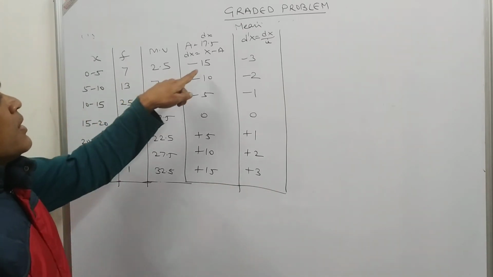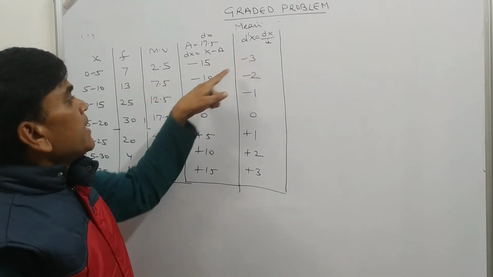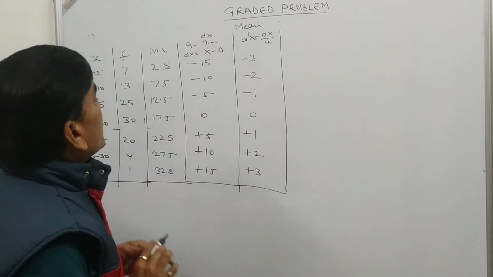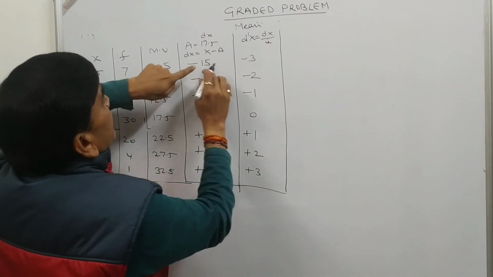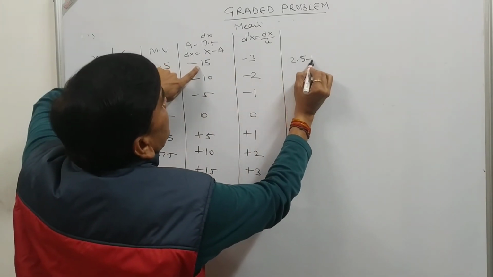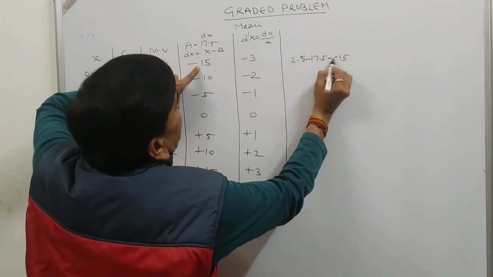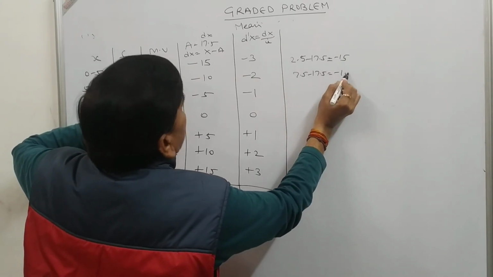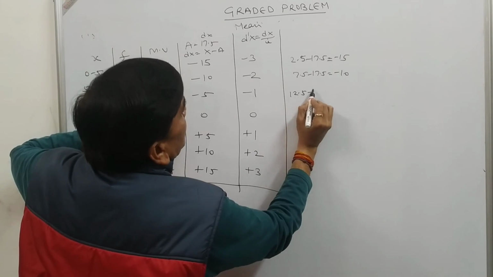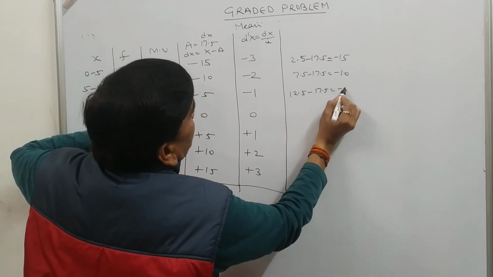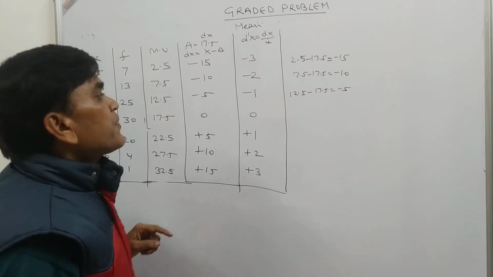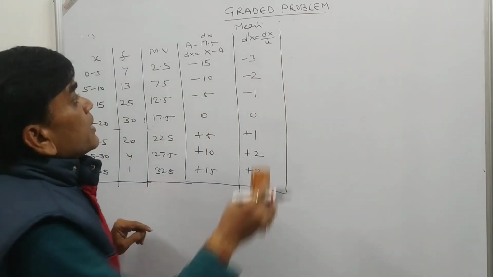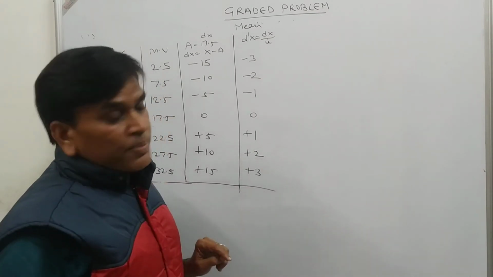What have we done? 15 divided by 5 is minus 3, 10 divided by 5 is minus 2, 5 divided by 5 is minus 1. And this is 2.5 minus 17.5, that is minus 15. 7.5 minus 17.5, that is minus 10. 12.5 minus 17.5, that is minus 5. I have already calculated this in the previous video also. Now this is the value of dx.